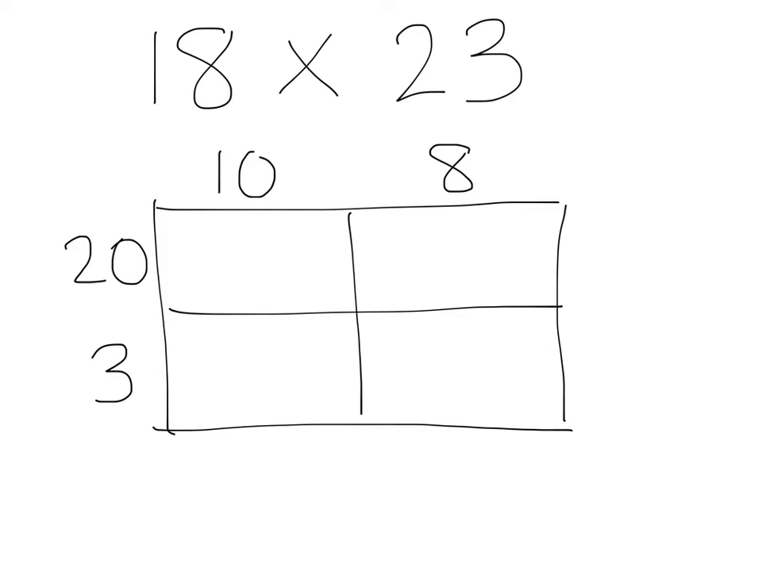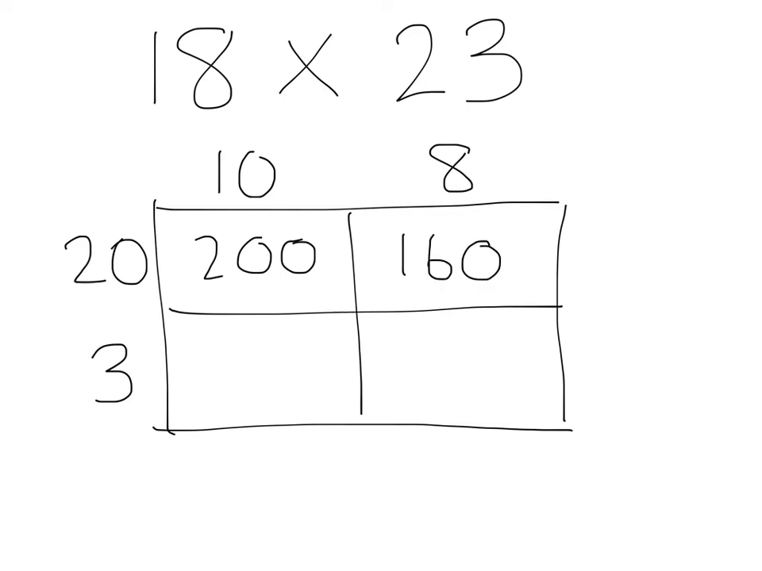Now the easy part. I need to make sure that I am multiplying each row by each column. So we'll begin looking at 20 multiplied by 10, which is 200. I'm going to now do the same, ensuring that there is a number in each of the boxes. 20 multiplied by 8 is 160.